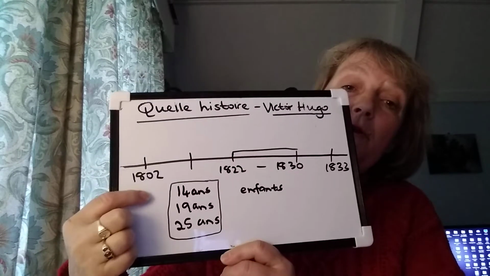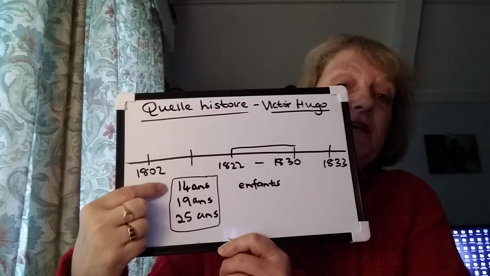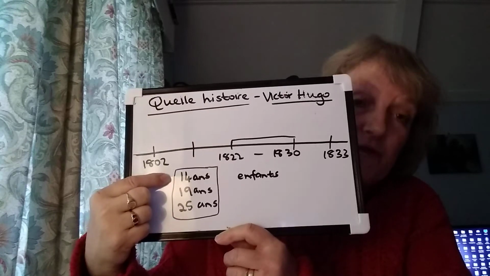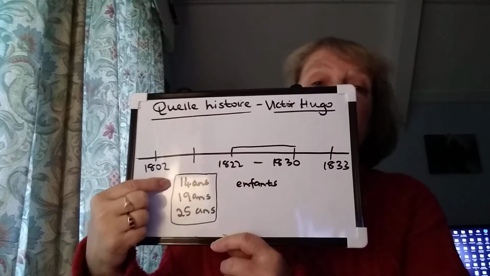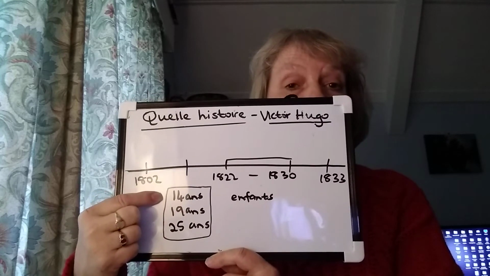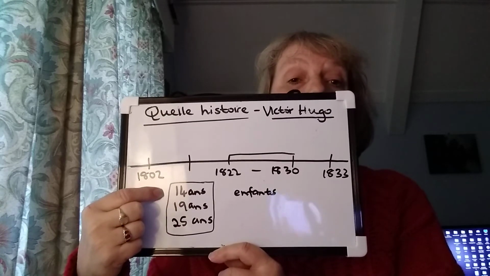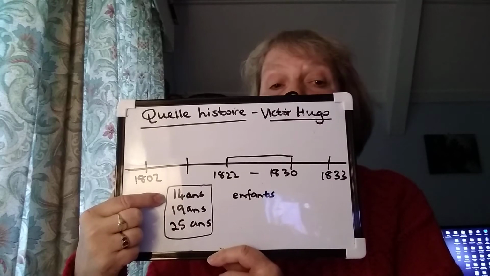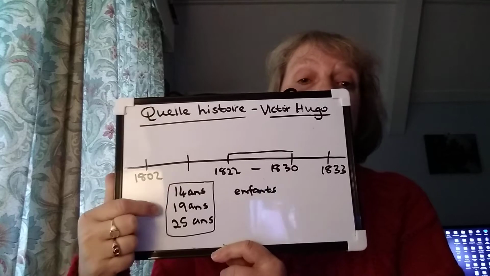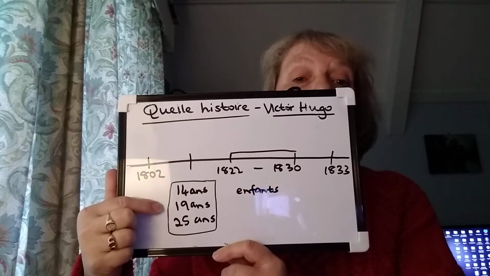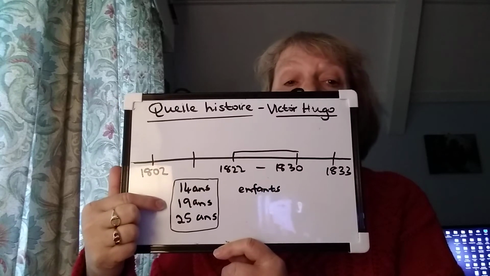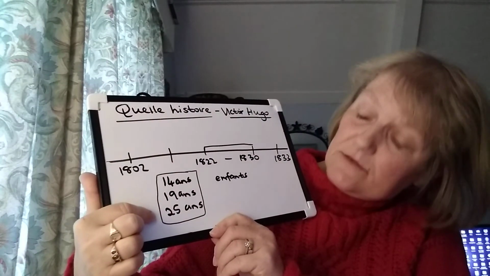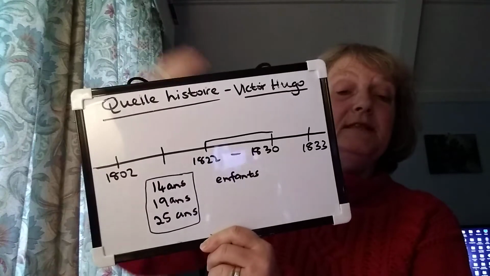Then I've got a little block of ages when Victor Hugo, quand il avait, when he had, when he was. So again, remember that with your age you say j'ai, I have so many years. So quand il avait, in the imperfect, when he was, quand il avait 14 ans, qu'est-ce qui s'est passé? What happened when he was 14? Qu'est-ce qui s'est passé à l'âge de 19 ans? What happened to him when he was 19? Qu'est-ce qui s'est passé?